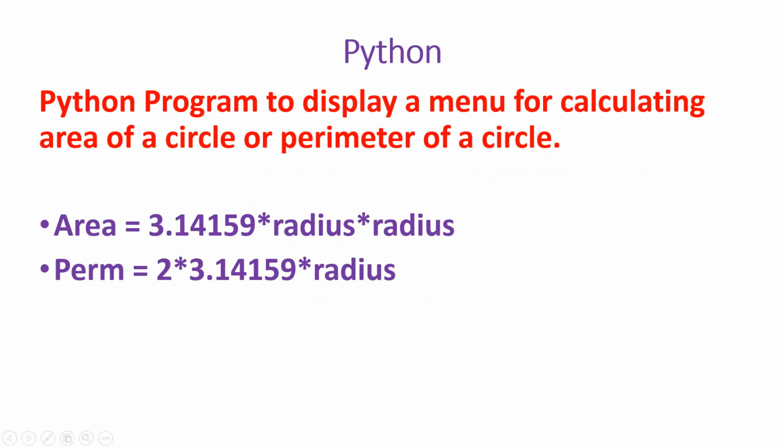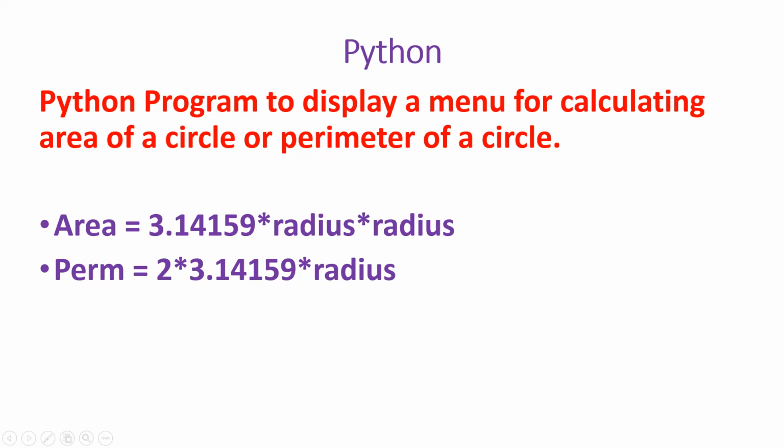Hello friends, we are going to write a Python program to display a menu for calculating area of a circle or perimeter of a circle. So a menu will be displayed. You can choose whether to calculate area of the circle or a perimeter of the circle by obtaining the radius as an input from the user.